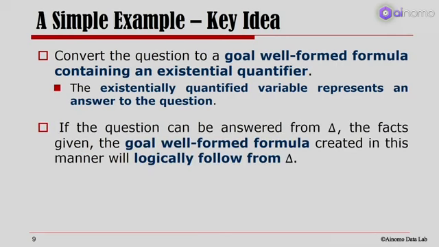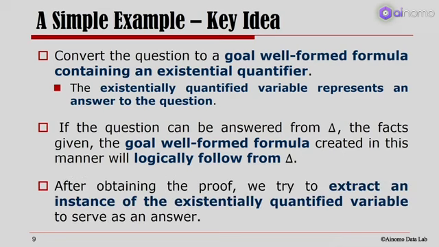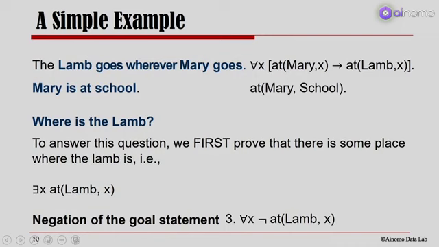If the question can be answered from the clause set, that is the facts given, then the goal well-formed formula created in this manner will logically follow from the clausal set. So after obtaining the proof, we try to extract an instance of the existentially quantified variable to serve as an answer. So coming back to the example, we had this existentially quantified statement, there exists x at lamb comma x.